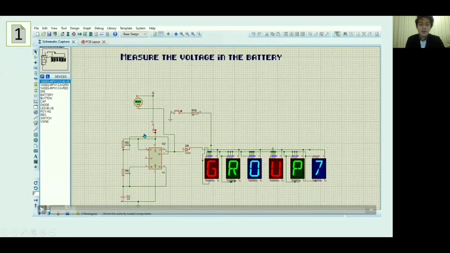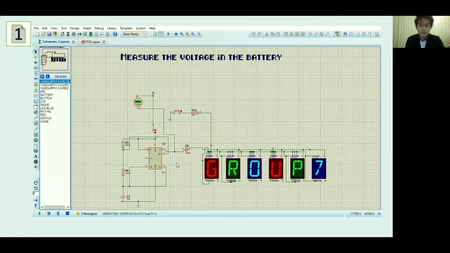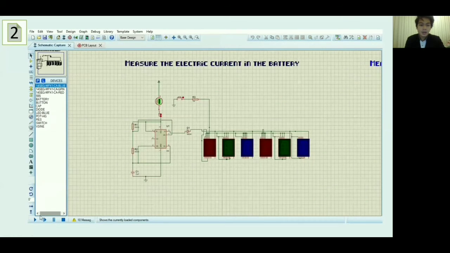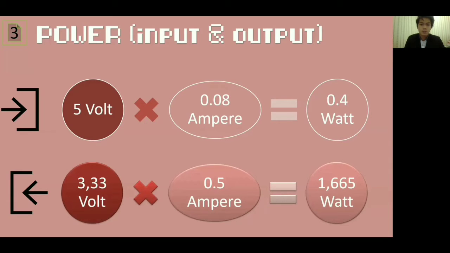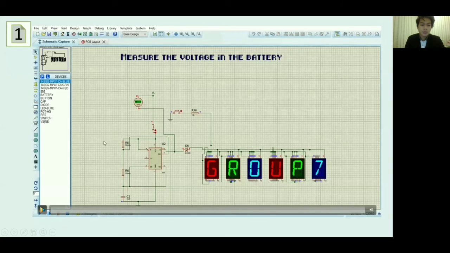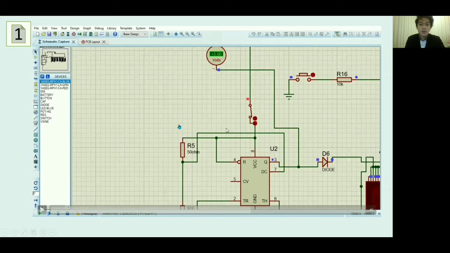Okay guys, this is the view for measuring the voltage in the battery. And here we have VCC. For the first power, we use 5 volts.